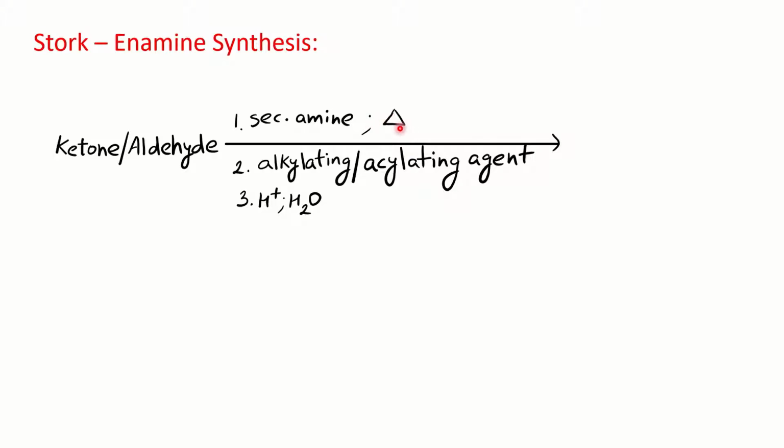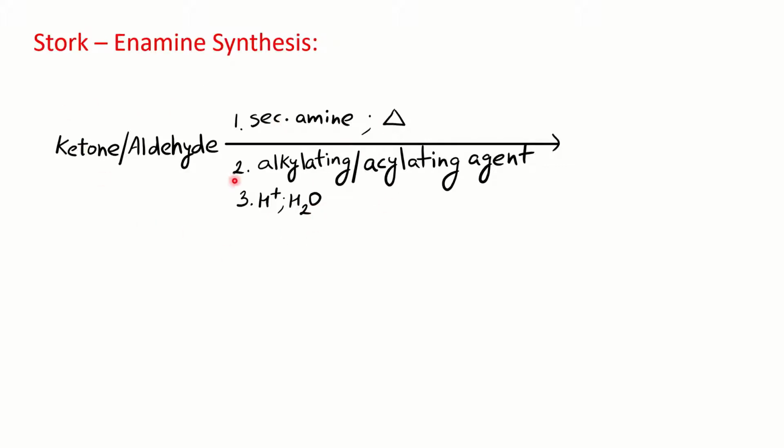It may be heating, or it may be in the presence of acid, as you can notice here. An alkylating or acylating agent will be given to you so that you can form the CC bond. So this is basically a CC bond forming reaction where you need to form a new CC bond. Either you can do the alkylation if the alkylating agent is given, or you can do the acylation if the acylating agent is given to you. And in the presence of acid, the hydrolysis will be done to get the final product. So this is the condition.